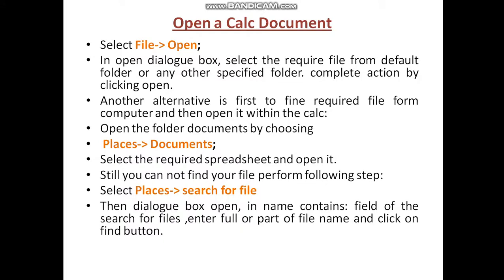Opening a Calc document. To open any other Calc document, go again to the File menu, then Open. In the Open dialog box, select the required file from the default folder or any other specified folder. If you have other Calc documents and you want to open that document, then go to File and Open, choose your folder or file, and complete the action by clicking Open.